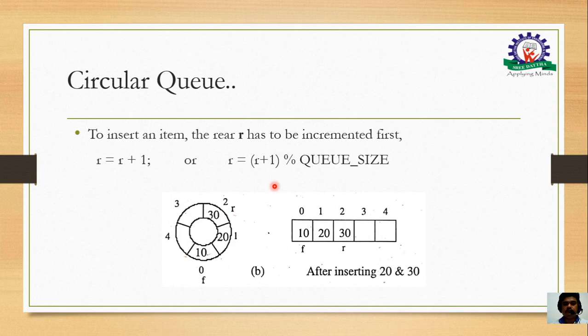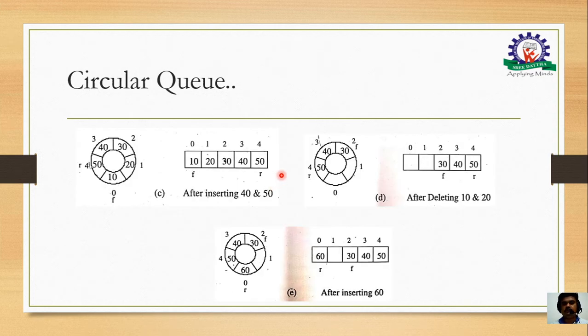Suppose I want to insert 60. So 60 means what? r is equal to r plus 1, so it will be pointing at 5. What is the queue size? It is 5. So 5 modulus 5, what will be the answer? It will be 0. The modulus operation represents the remainder, so the remainder will be 0. So 0 means what? r is pointing at the 0th index. So it will go back to the 0th index, and there I can insert 60.